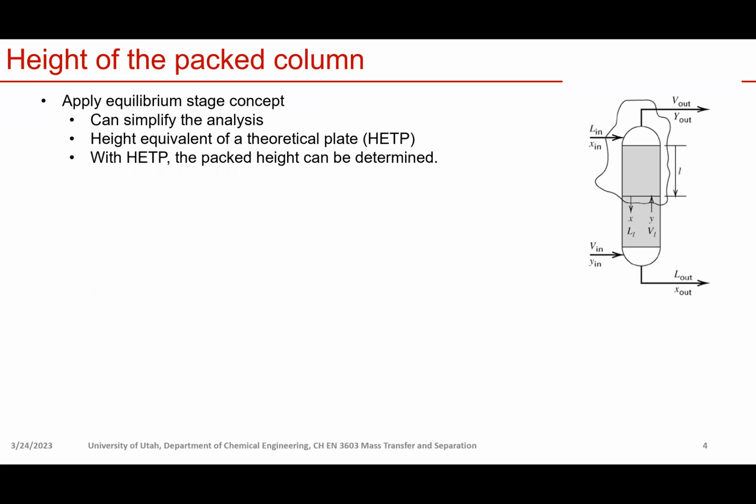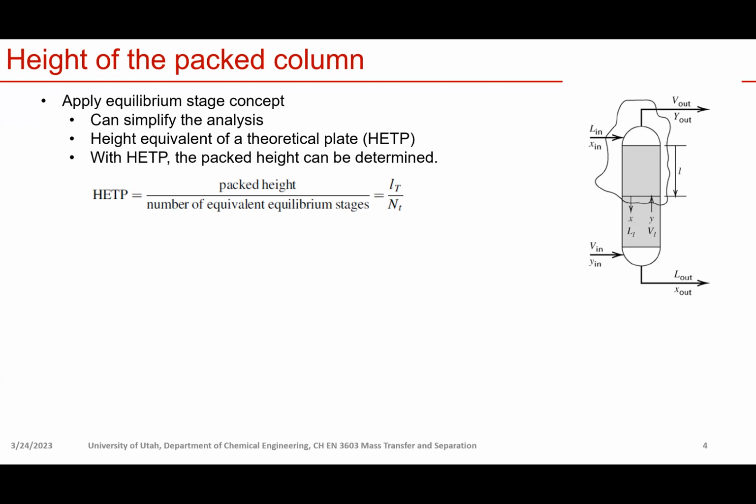Then the second thing is to find the height of the packed column. So here, we're going to still apply the equilibrium stage concept to do this, even though there's no equilibrium stage here. But as we did in the tray tower, this equilibrium stage concept is very useful. It can greatly simplify the whole analysis. So the whole idea is that even though we don't have discrete stages, there will be a certain height of the packed tower that will achieve a similar separation effect compared to a discrete tray.